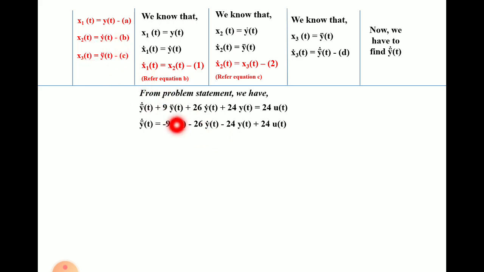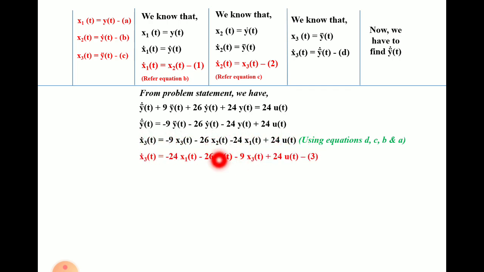x2 of t. And what is y of t? x1 of t, and input we may write as it is. So when we substitute all this, we will get an expression like this. Now if we rearrange this so that we will get x1, x2 and x3, we will have an expression like x3 dot of t is equal to minus 24 into x1 of t minus 26 into x2 of t minus 9 into x3 of t plus 24 into u of t.